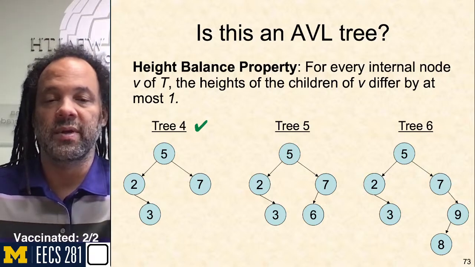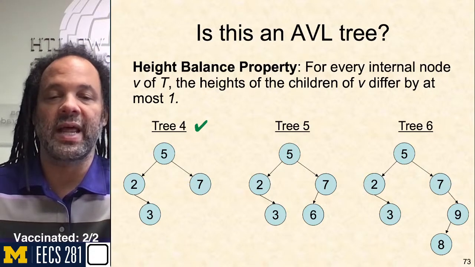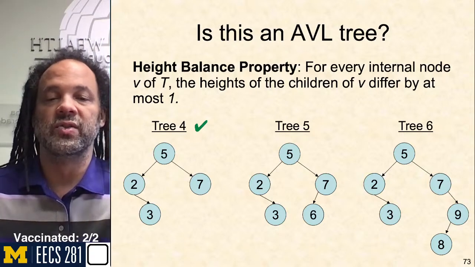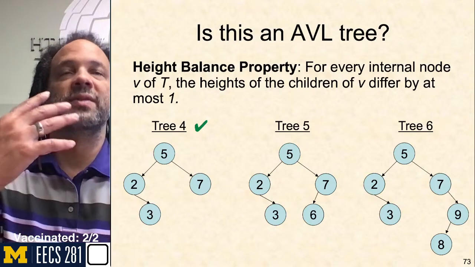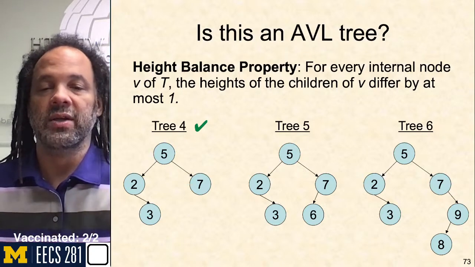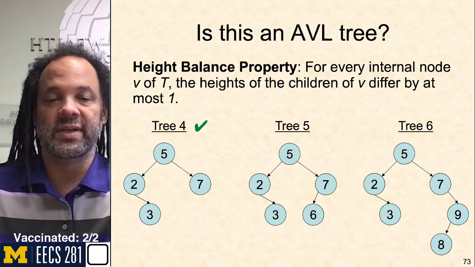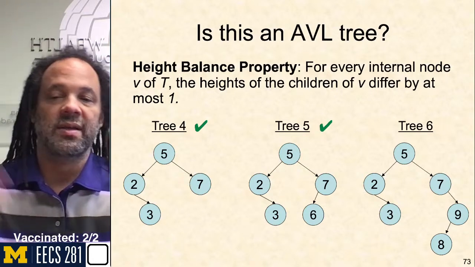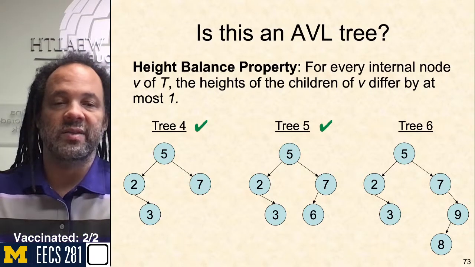Then the trees rooted at 2 and 7 are kind of mirror images of each other. They both have one subtree with a single child and a null on the other side. So 2 and 7 are balanced. 3 and 6 are both leaf nodes. They're balanced. All 5 of those nodes in tree 5 are balanced. Therefore, tree 5 is balanced.